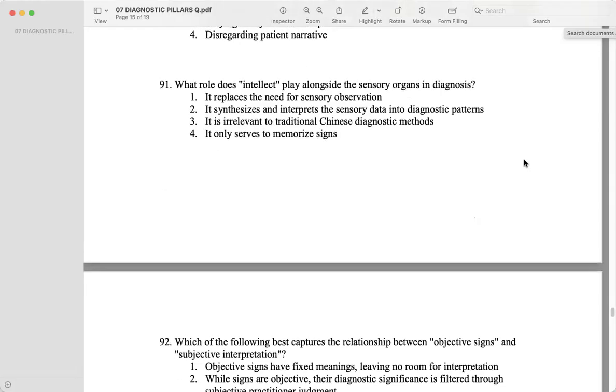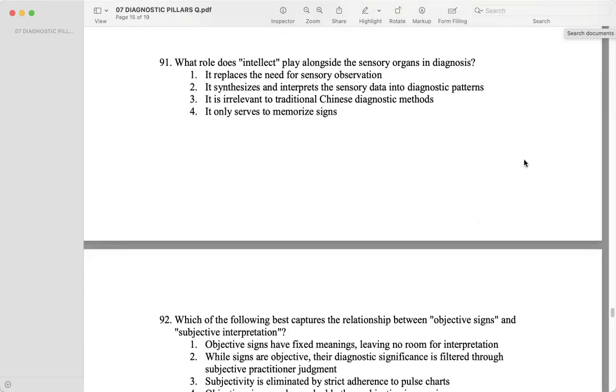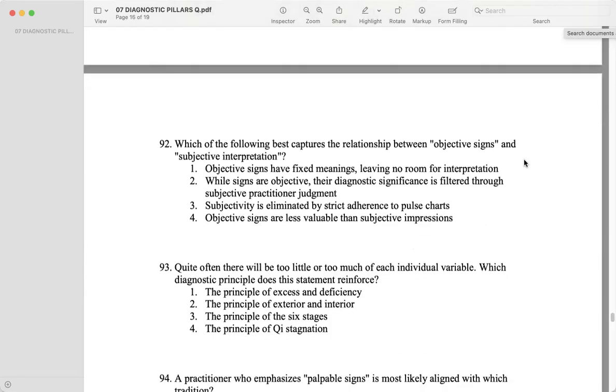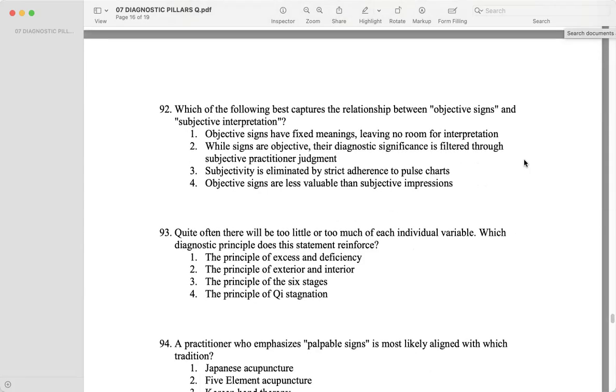Correct. What role does intellect play alongside the sensory organs in diagnosis? Synthesize interprets sensory data into diagnostic patterns. Okay. Which of the following best captures the relationship between objective signs and subjective interpretation? While signs are objective, their diagnostic significance is filtered through subjective practitioner judgment.